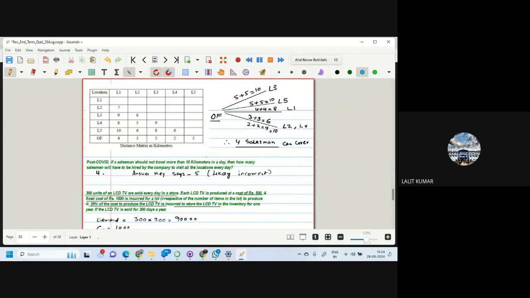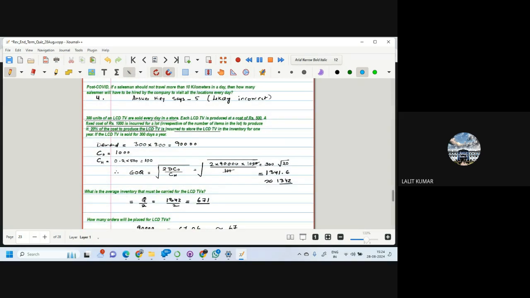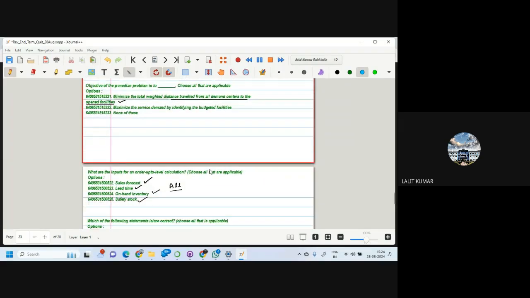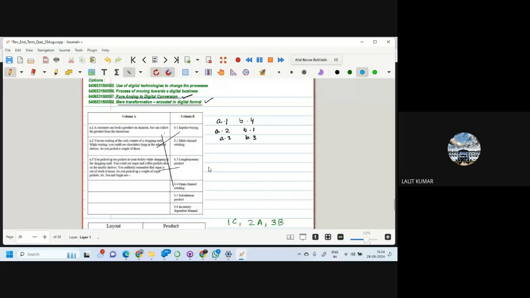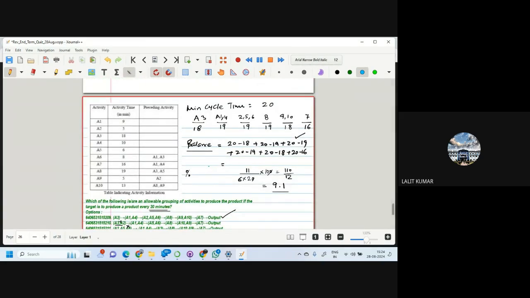This is a similar question. This is again an EOQ question. Median, and all these are theoretical. Theoretical ones are there. So most of these questions are similar, we have solved them.